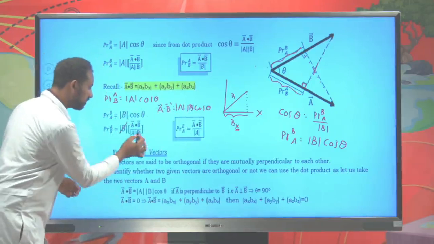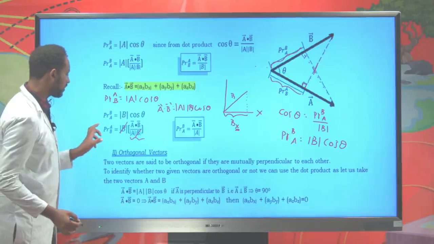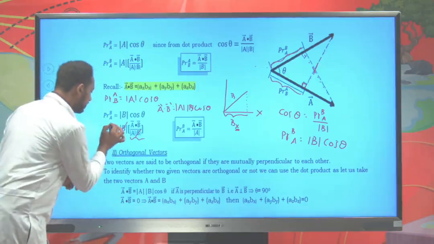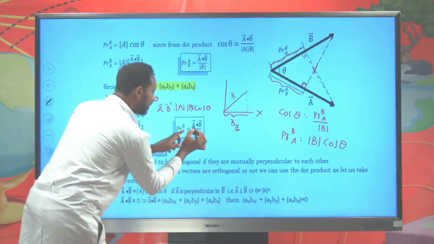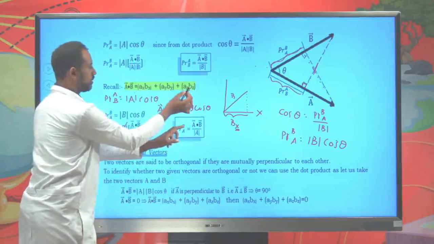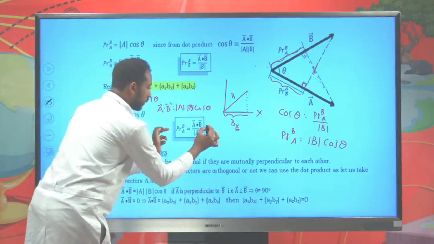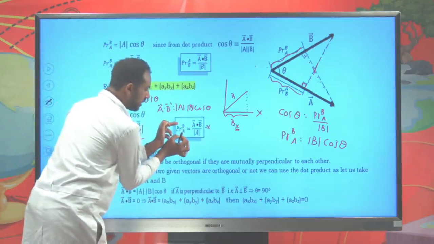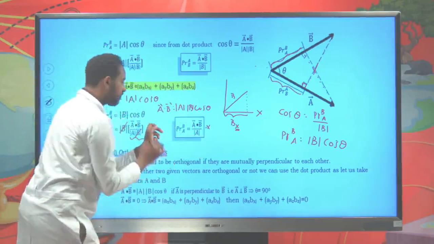And you can eliminate the magnitude of B by the magnitude of B. At last, you can find that the projection of vector B onto A is A dot B. How do we determine A dot B? Using this. We have already previously discussed this. Over the magnitude of A. It's possible to find the projection of B onto A as A dot B over the magnitude of A.